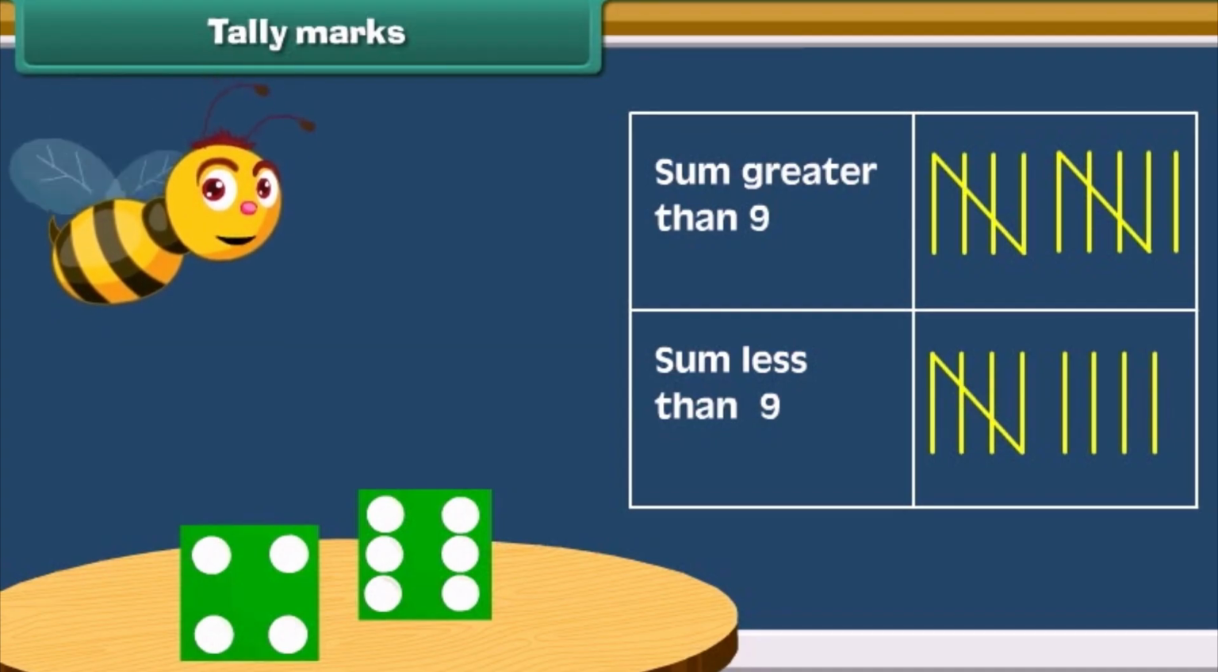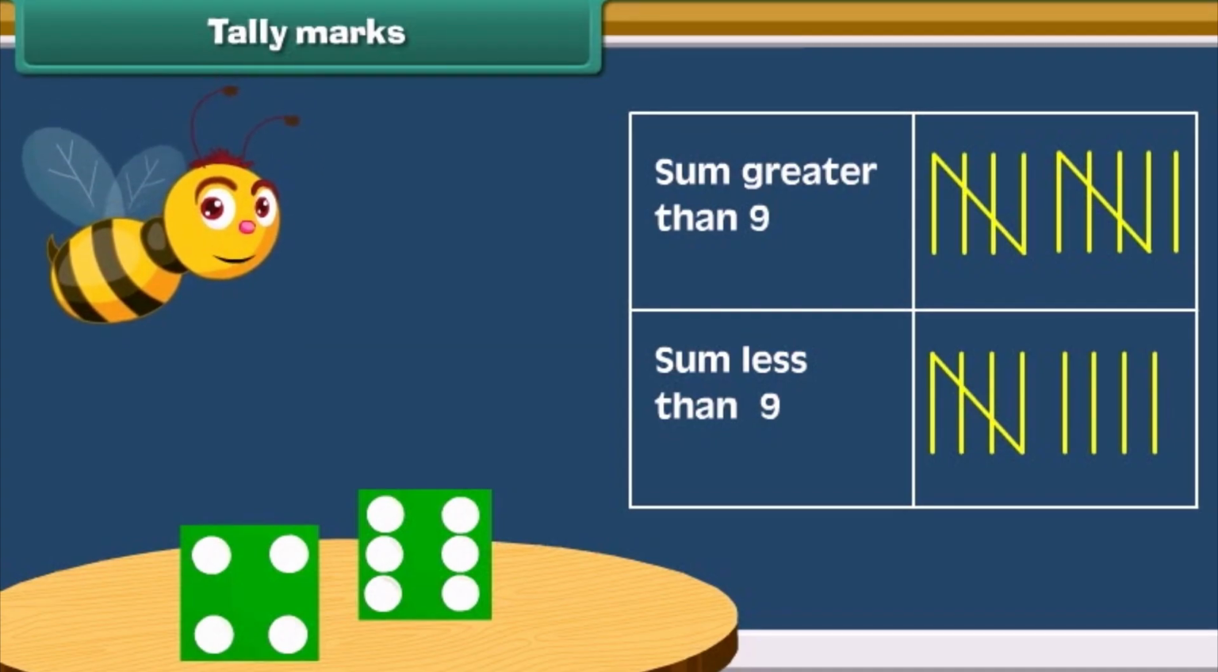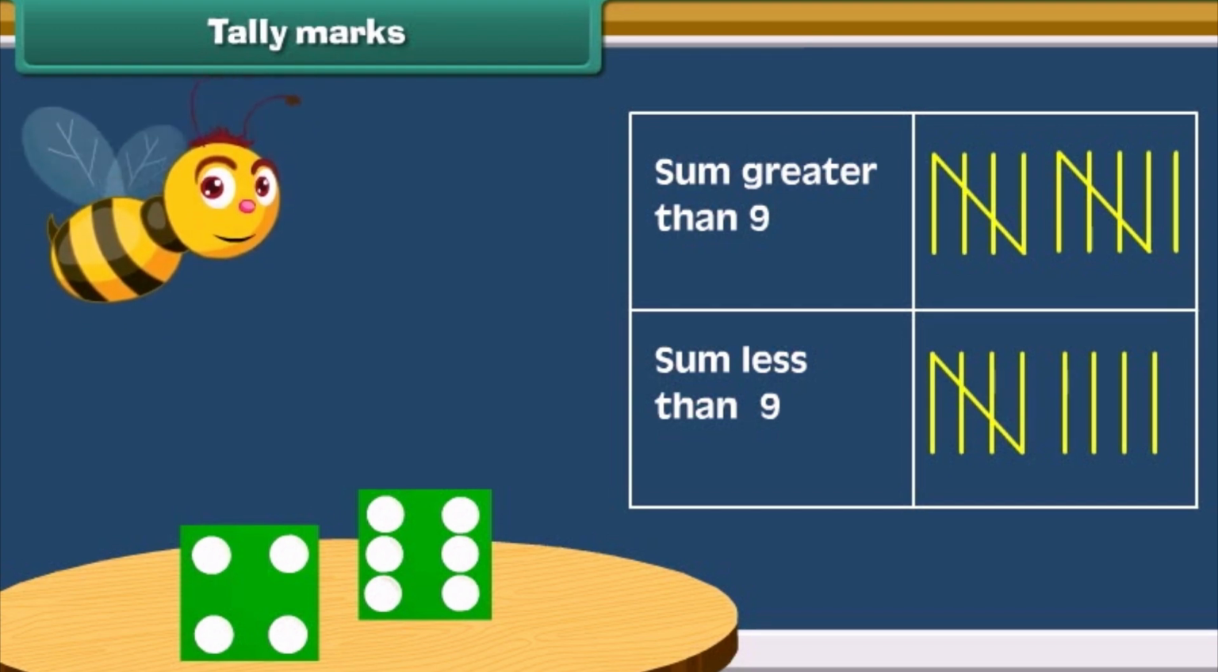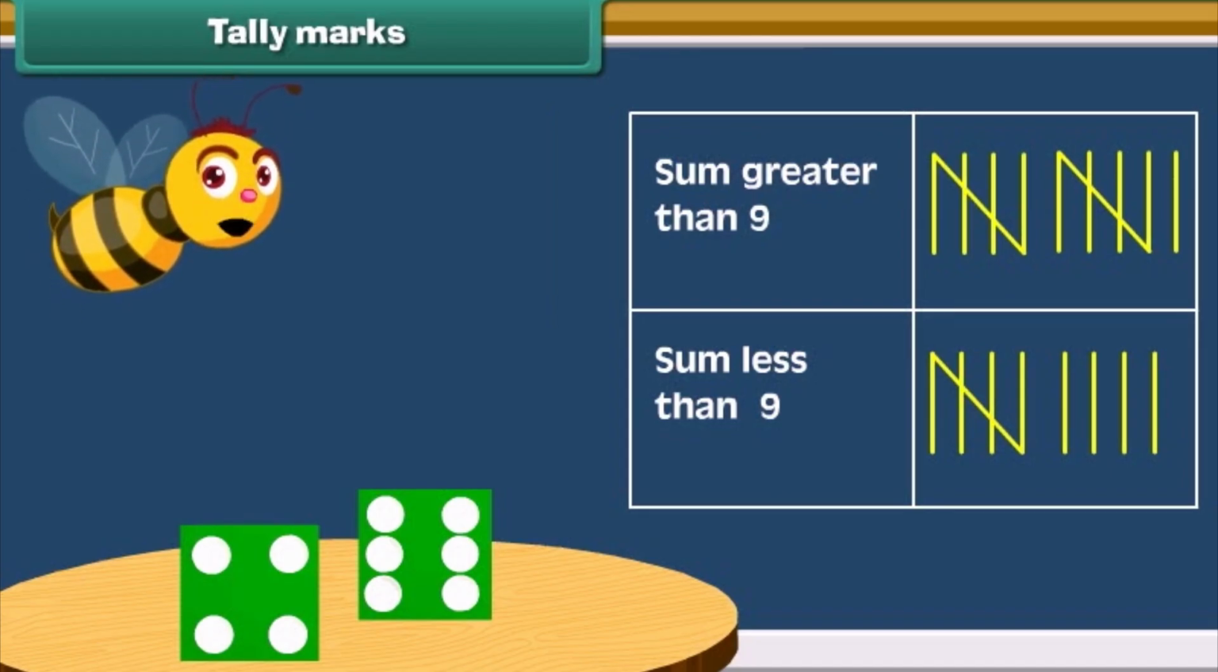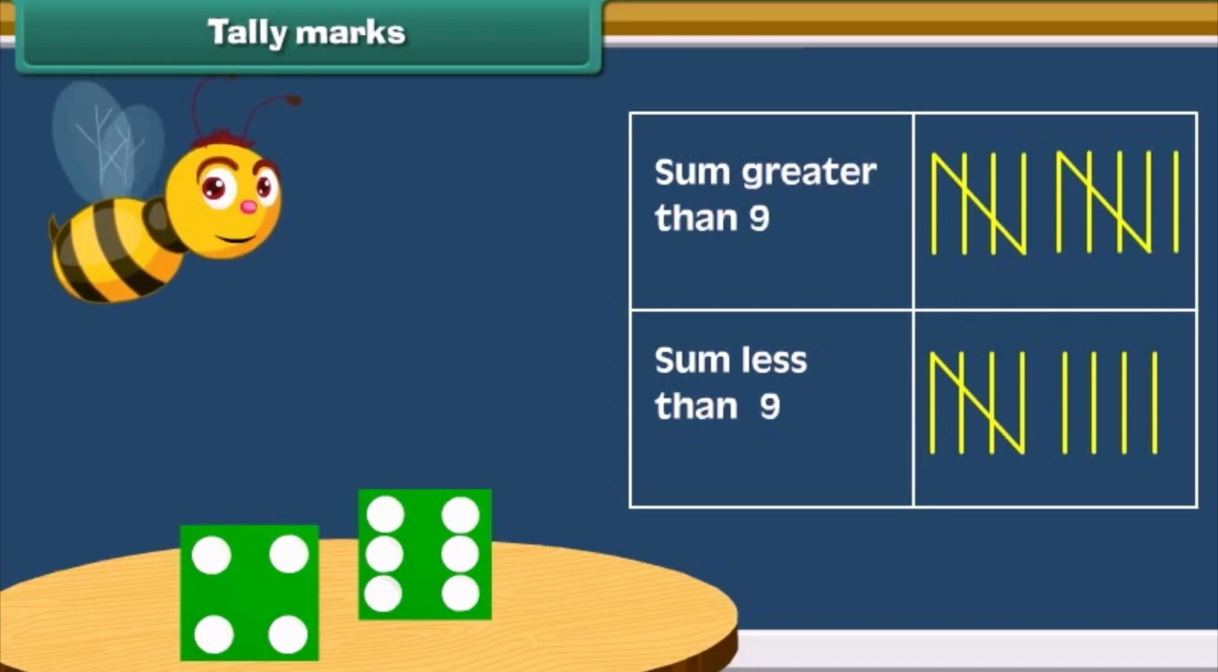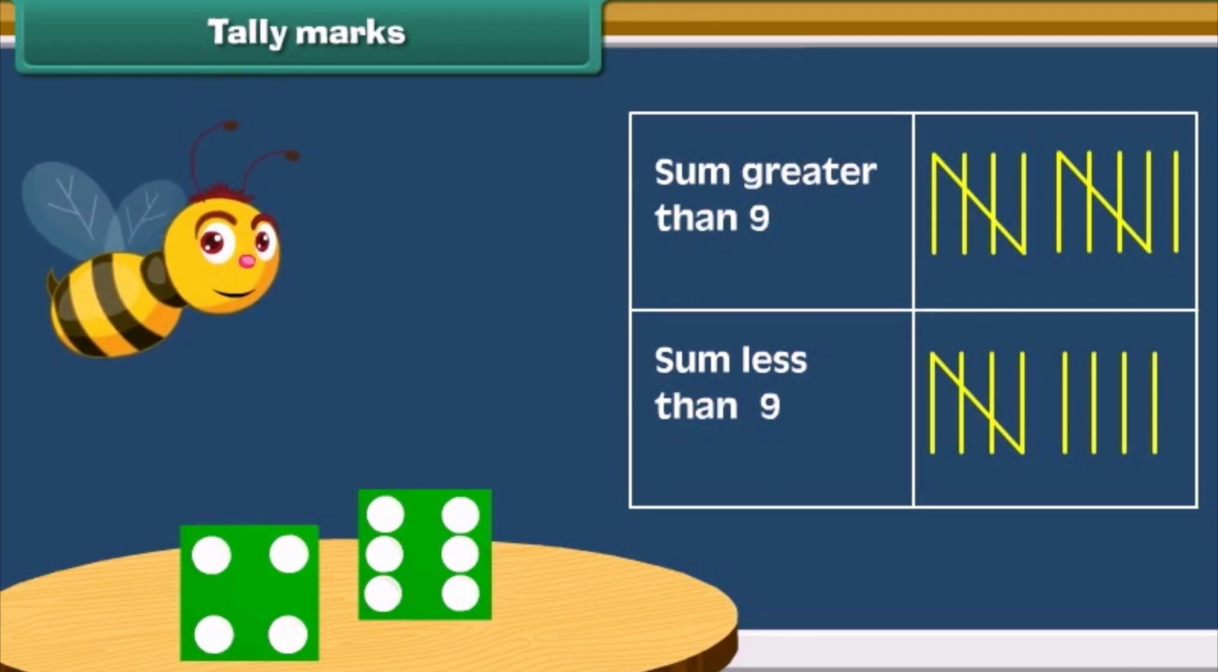So we see that marking helps us to record data. These are called tally marks. Instead of counting each mark one by one, skip the count by 5s and add remaining marks to the count. This makes counting quick.